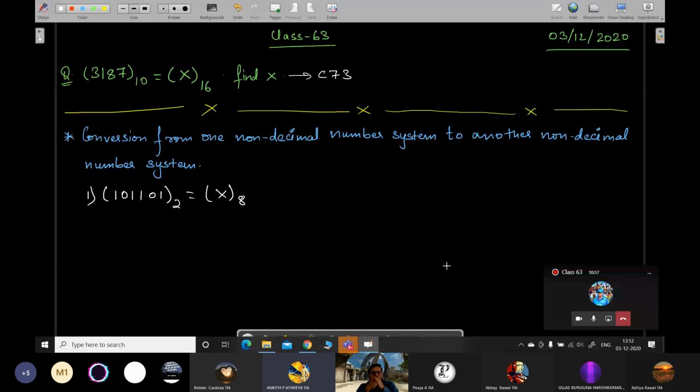Sir, should we apply the same expansion method? You do whatever thing you think you can do. Whatever strikes to you. You know how to convert from binary to decimal. You know how to convert from decimal to any other number system. Sir, will we convert it to decimal first, then convert it to octal? Try it out. Tell me one answer.